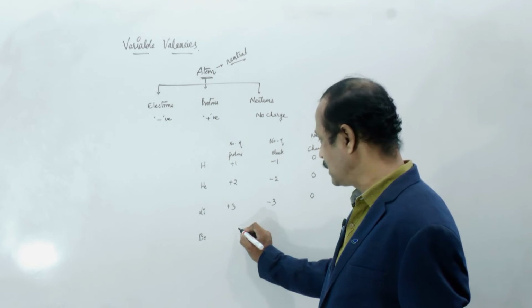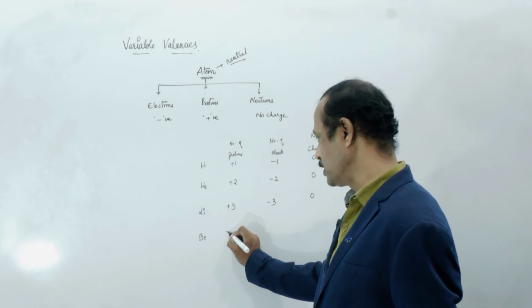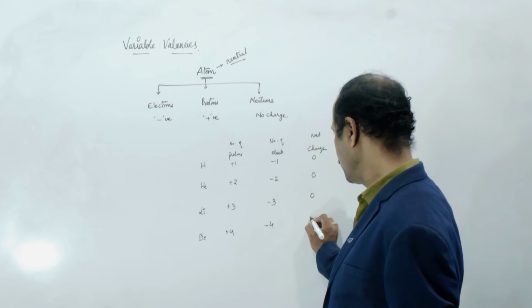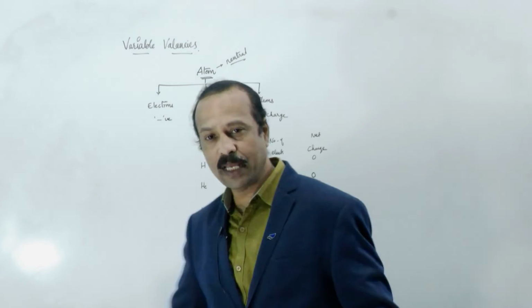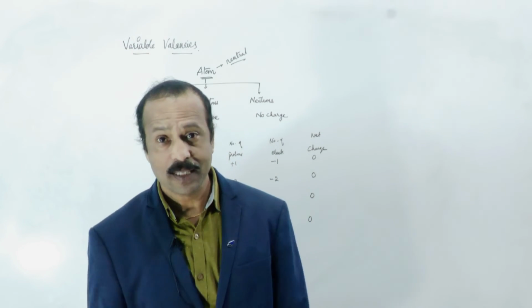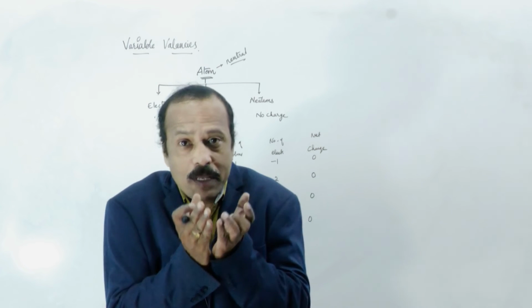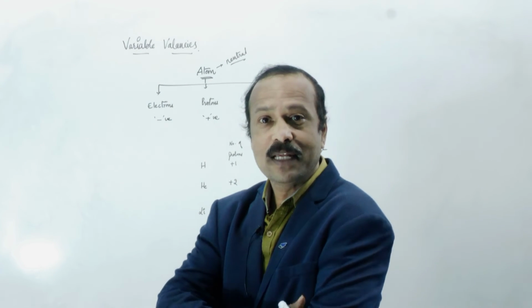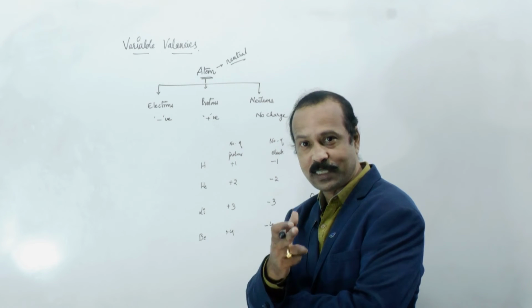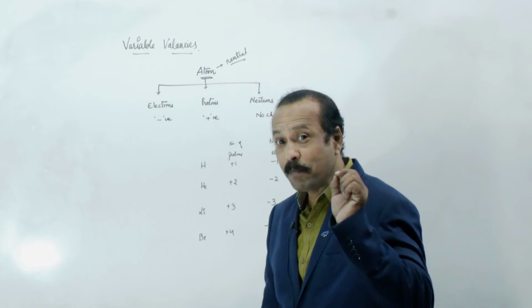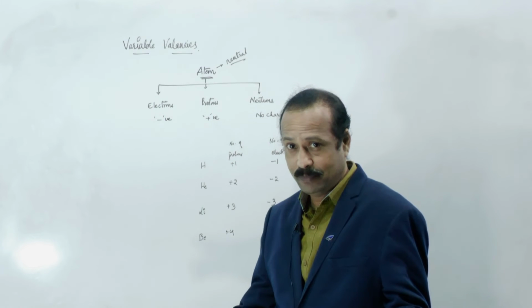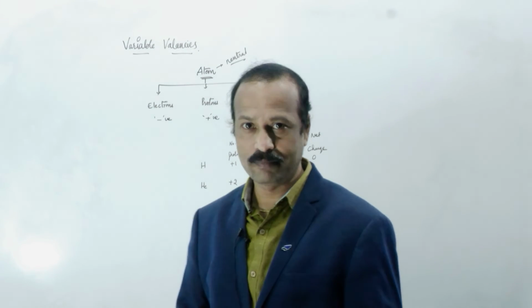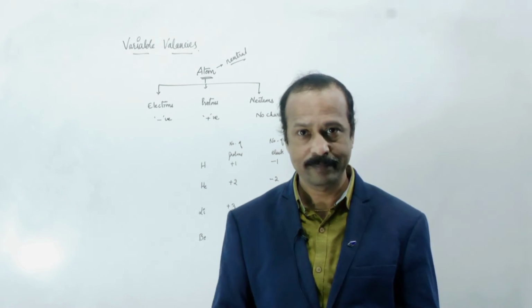Similarly, beryllium has 4 protons, plus 4, and 4 electrons, minus 4, equal to 0. So the meaning is, you take any atom, the same number of electrons will be present as the number of protons inside the nucleus. The number of electrons and protons are the same, so the net charge is 0. Clear to you? Understood?